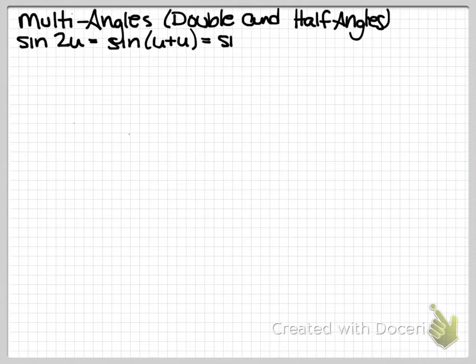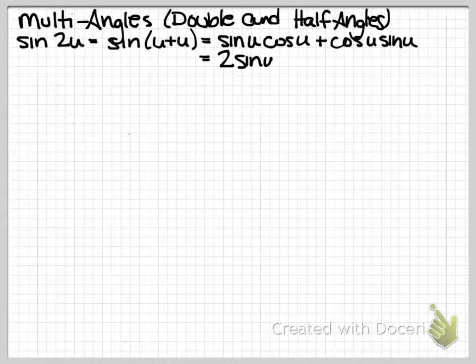So it's sine of the first angle, cosine of the second. And notice they're both u, so all the angles are going to be u, plus cosine of the first angle, sine of the second. Now if you look at what we have here, we can actually combine these and get 2 sine u cosine u. And that is our double angle formula for sine.